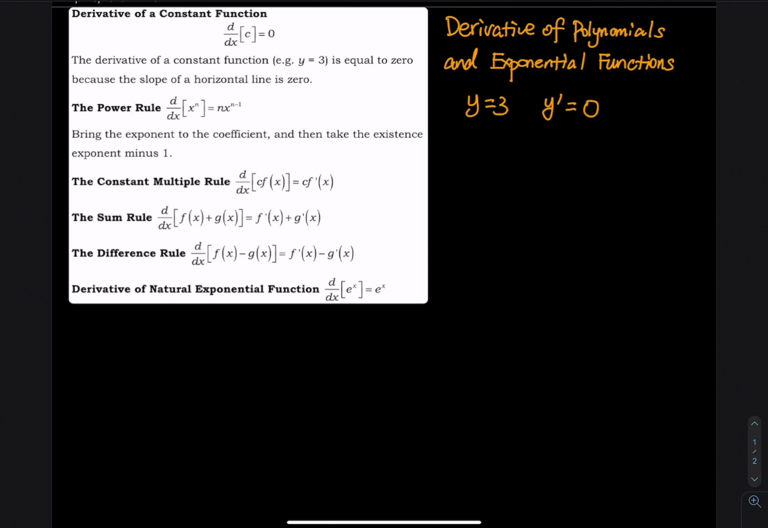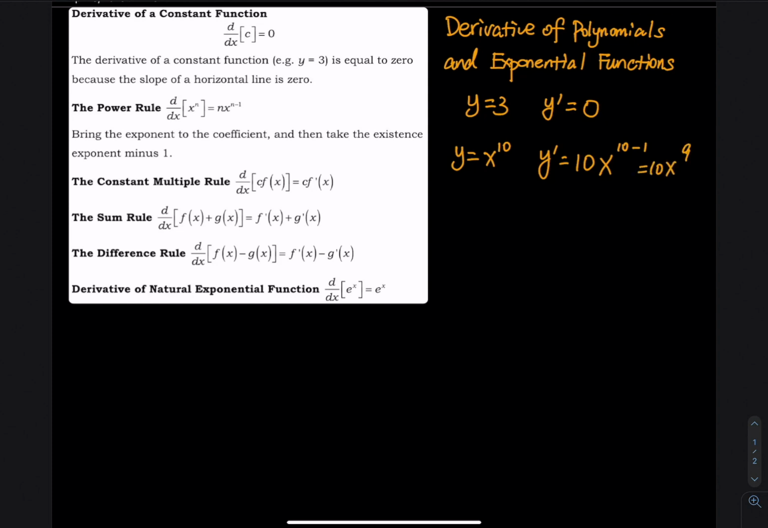And then the power rule is extremely important. So the power rule: the derivative of x to the n is n times x to the n minus 1. So let's say y is equal to x to the 10th power. What about y prime? Y prime is equal to, you bring the 10 down, and then you take the x raised to the power minus 1. So that is 10 times x to the 9.